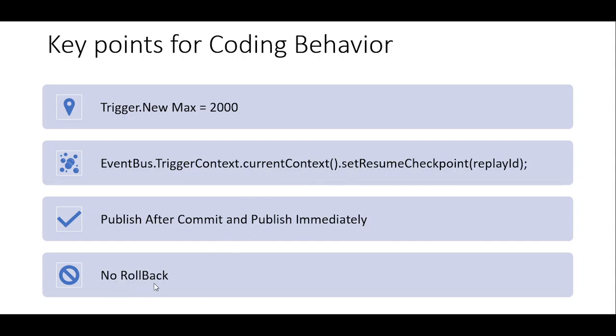Now, no rollback. When any transaction failure happens, if you have a code and after certain lines of code you have a publishing platform event, and there's an error that occurs in the code which you have written after publishing platform event, then there will be a rollback happening on the code but not on the platform event. So there will be no rollback on the platform event.